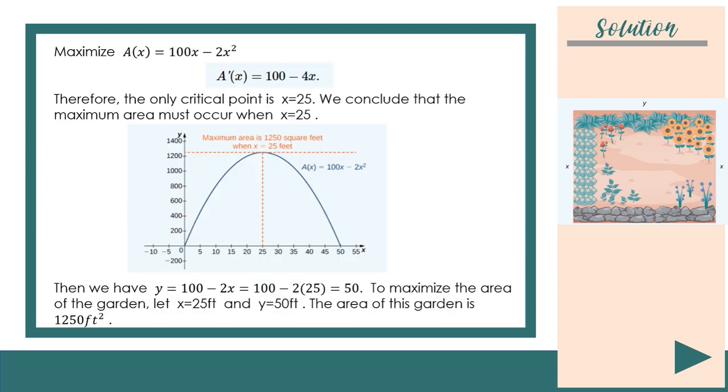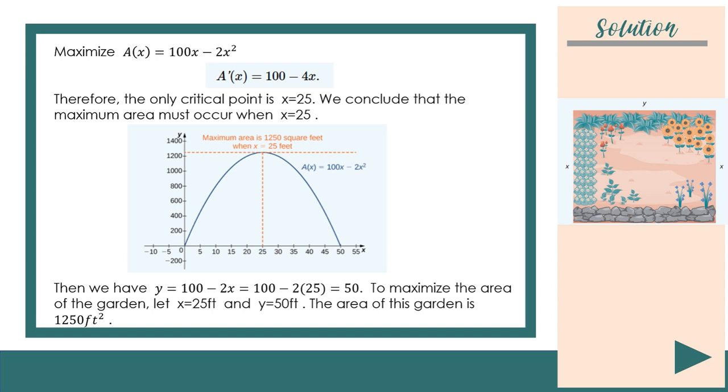So after this one, in order for us to find the maximum and minimum values, we are going to find the critical point of the equation. So to maximize this one, we are going to find the first derivative. The first derivative of this equation will be equal to 100 minus 4x. Therefore, the only critical point of this one is 100 divided by 4, which is equal to 25. We can conclude that the maximum area must occur when x is equal to 25.